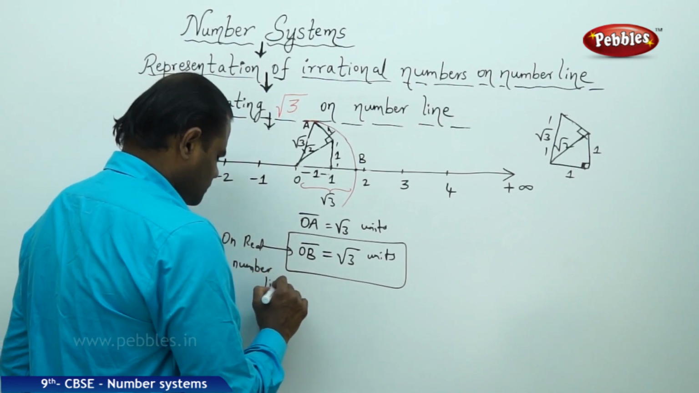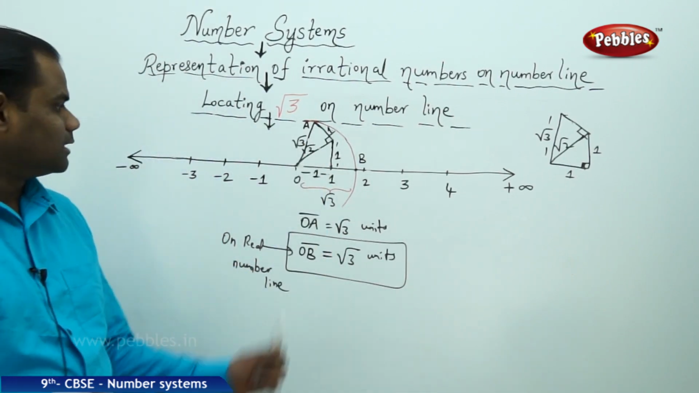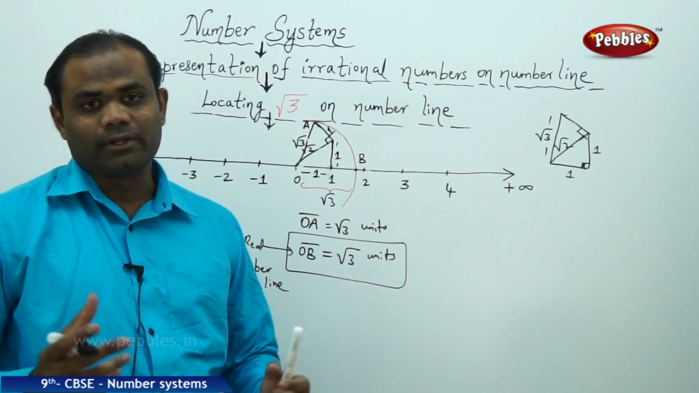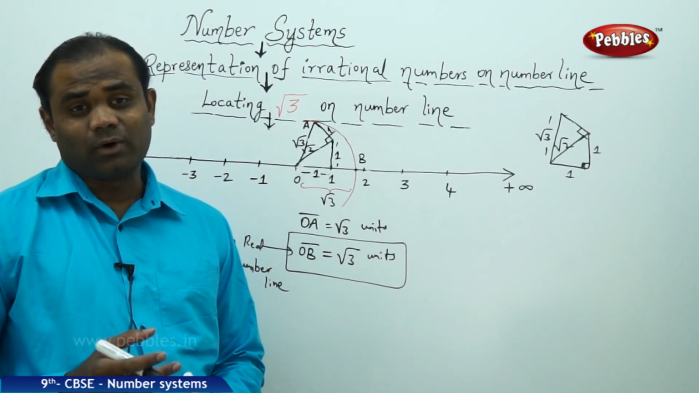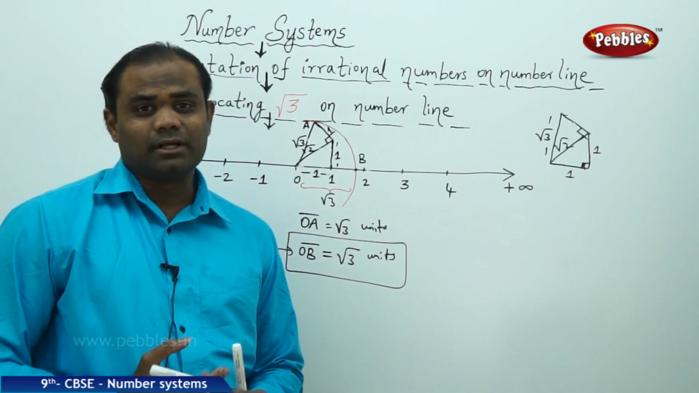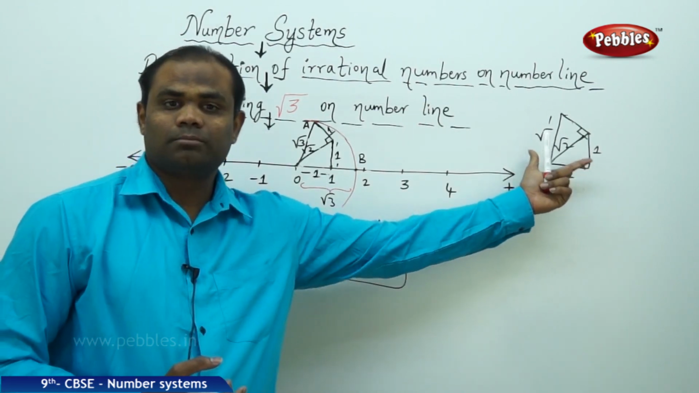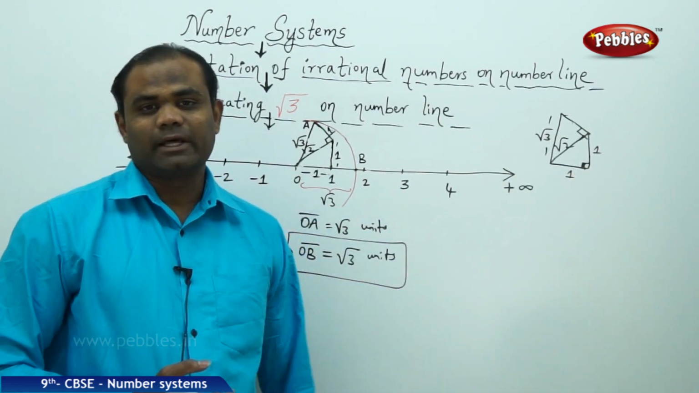On the real number line, my length OB is root 3 units. This is how I locate the irrational numbers through the geometrical processes on the number line.